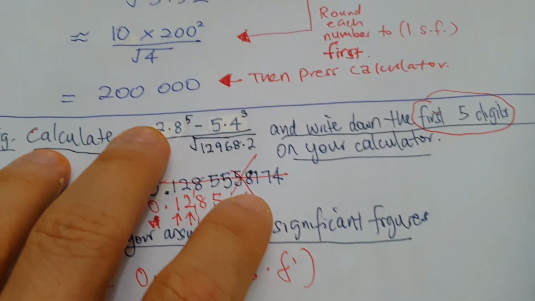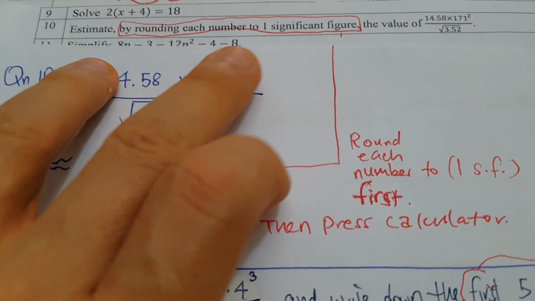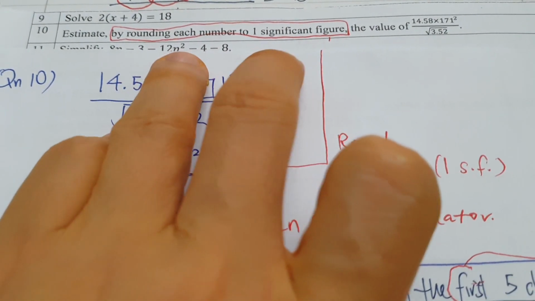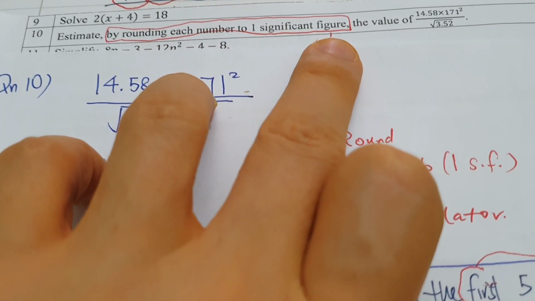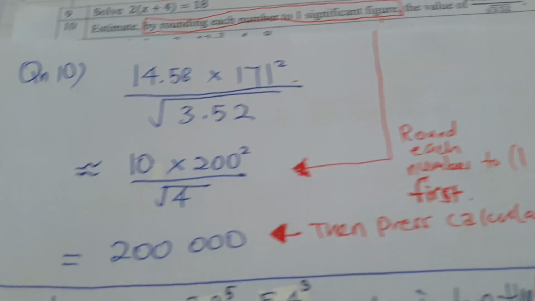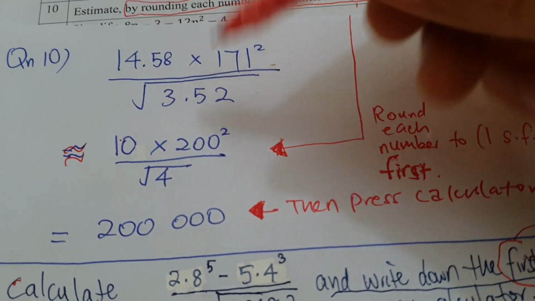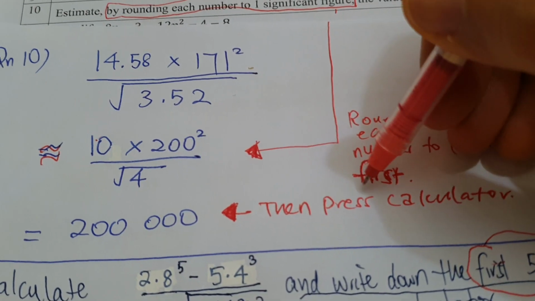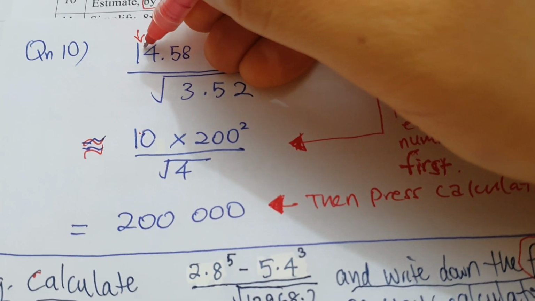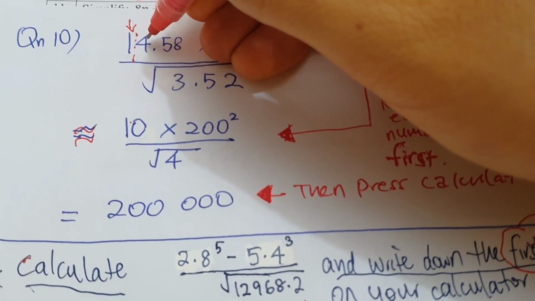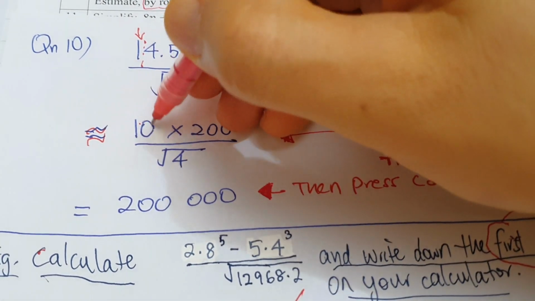Now compare this with this other kind of question where they ask you to estimate this by rounding each number to one significant figure. When you see this, by rounding each number to one significant figure, you cannot press the calculator yet. You must estimate by rounding off to one significant figure first. So this is one significant figure, and the number to the right of this one significant figure is not 5 or more, so you keep this number and you change this to a 0.